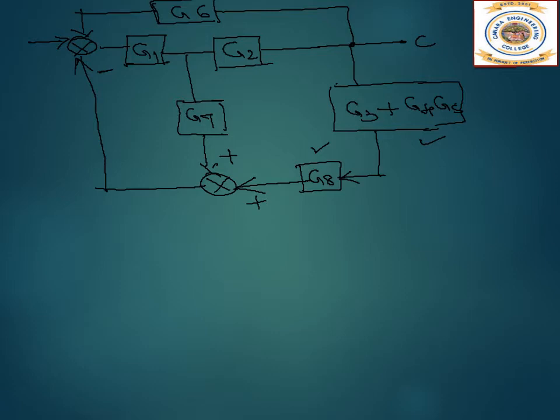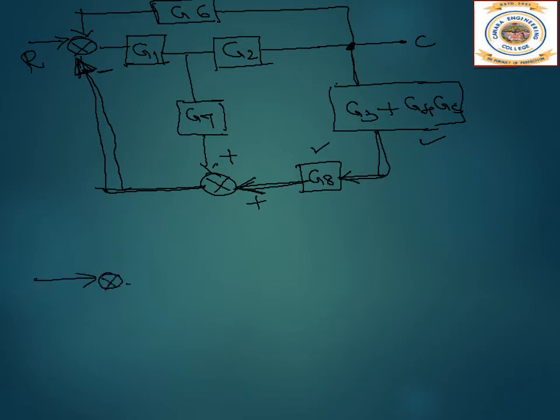Now see this path, it comes over here. From here it goes to G8, then it comes to the summation point. From this summation point, it finally goes to the main summation point over here. This is R. So this I can combine. Let me just combine that.